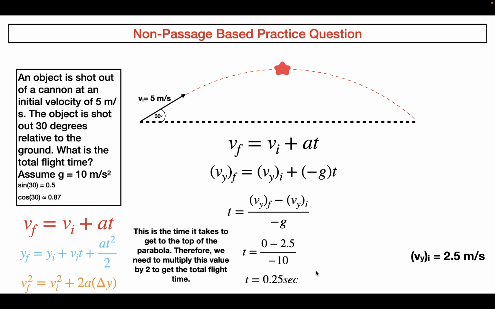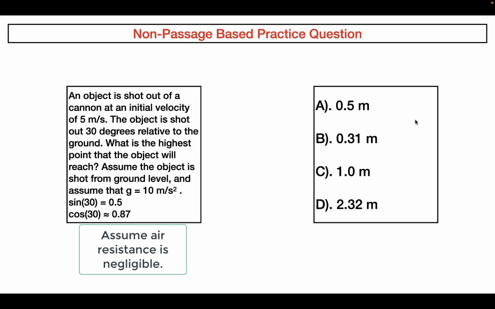So this shows us how much time it takes to get to the top of the parabola. Therefore, in order to get the total flight time, we just need to multiply this value by 2. And when we do that, we get a total flight time being equal to 0.5 seconds. So it took the object 0.5 seconds to get from the launch point all the way to this point right here. So now let's do our second question. The second question is using the same scenario, but we're asking something different.